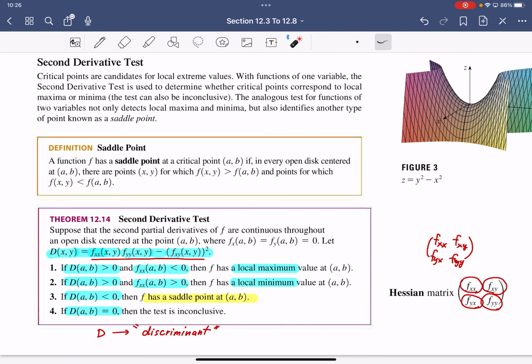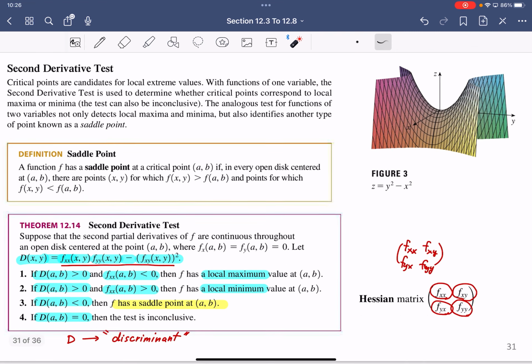We're going to show you by example, but this is the way we check for max or min in 2 dimensions. It's probably a little confusing at first how to use it, but let's take a look at an example.